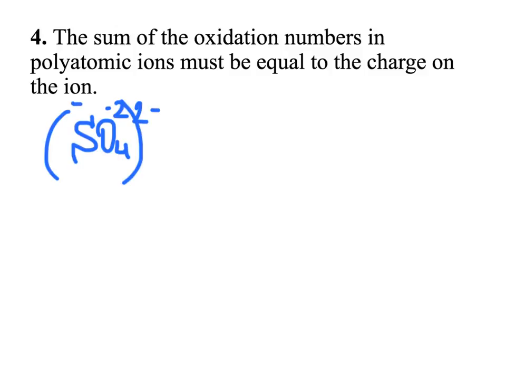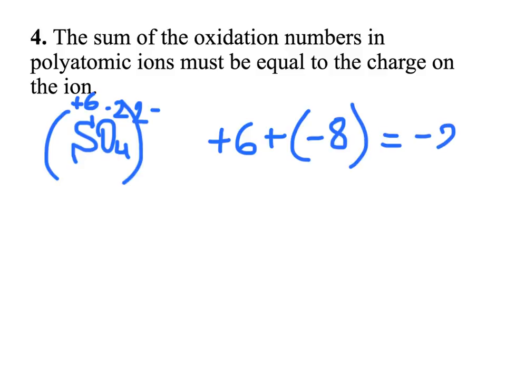So plus 6 seems to be like a great decision, because we have plus 6 on sulfur plus minus 8 that we have on the oxygen. Together it's minus 2.